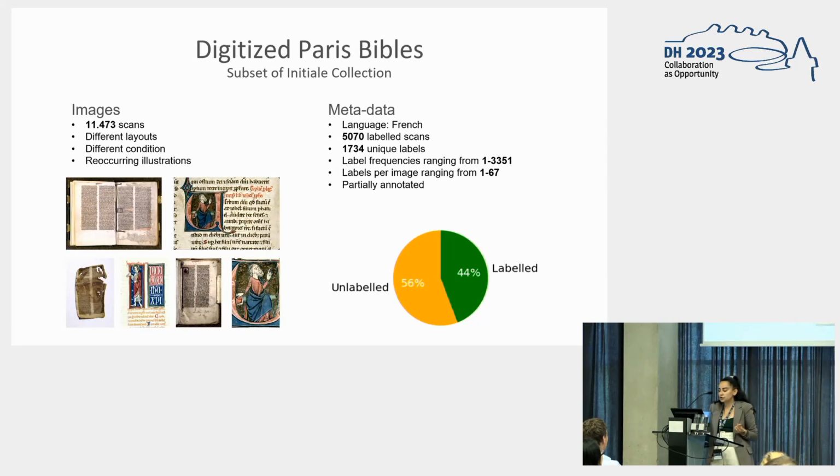So the illustrations represent biblical scenes, and they contain a rich tapestry of persons, objects, and symbols and actions. And needless to say, an image corpus like this requires substantial time and effort to annotate, which is why the data is only partially annotated at the time.